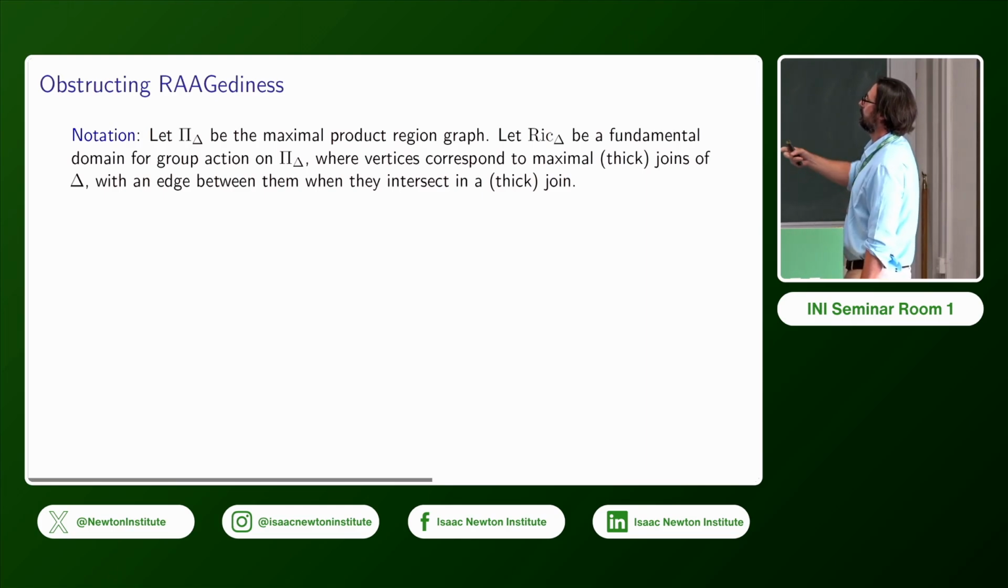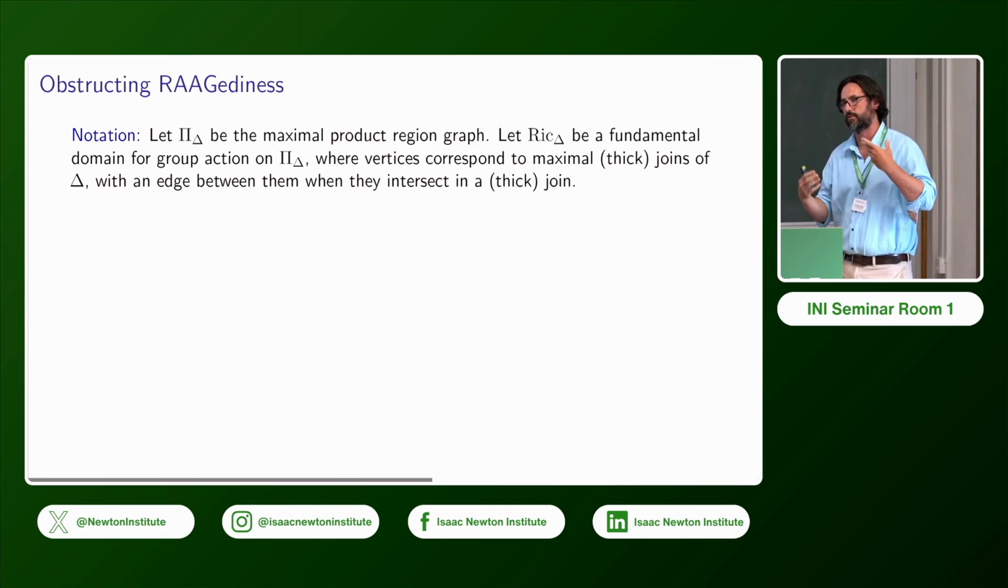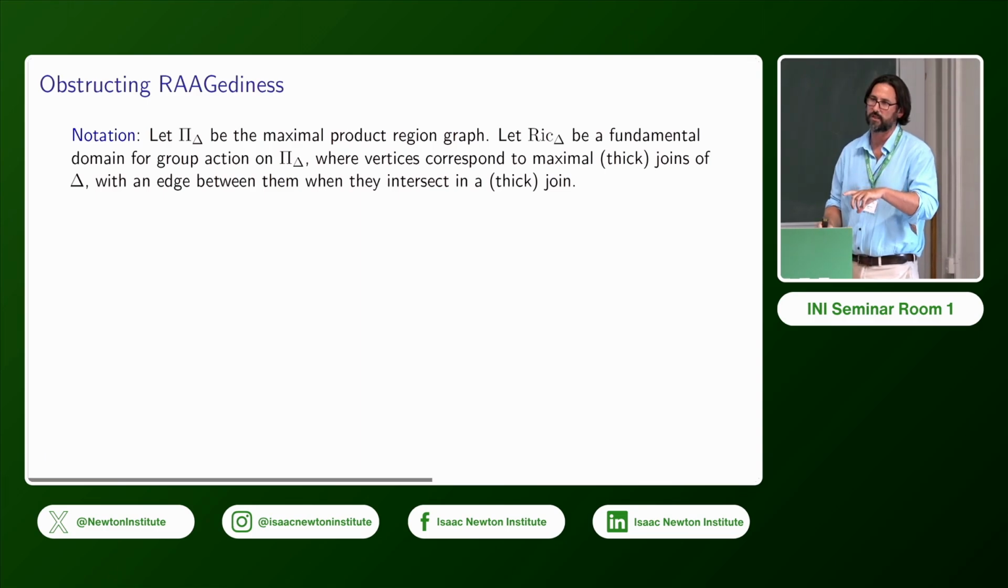Okay, and then we want to observe that from that, you can immediately see the fundamental domain. So you've got this graph, right? And by definition, it was invariant under the group action. So the group acts and it's got a compact fundamental domain, which you can read off just from the presentation graph. You just look at the maximal joins in the presentation graph and make those vertices of the fundamental domain. And if they intersect in a join, then that's an edge in the fundamental domain.